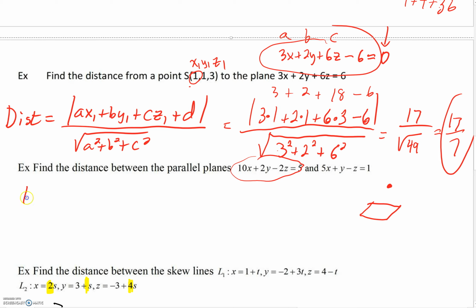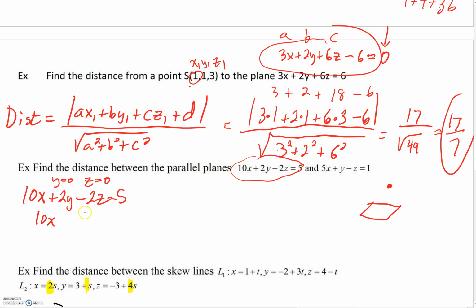So I'm going to very quickly write 10x plus 2y minus 2z equals 5. But I'm going to let y equal 0 and z equal 0. There is some point on this plane where that's going to happen. And then you'd get 10x is equal to 5. You'd see x would equal 1/2. What are we seeing? It's 1/2, 0, 0. Here's a point. By the way, there are billions of them. There are infinitely many points on a plane.